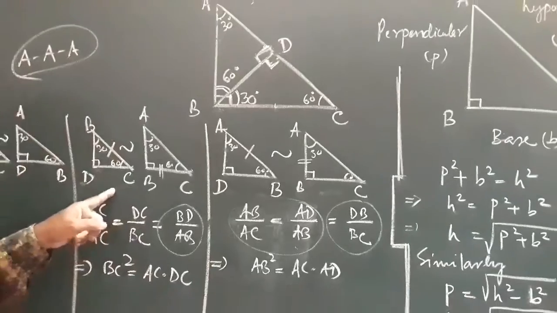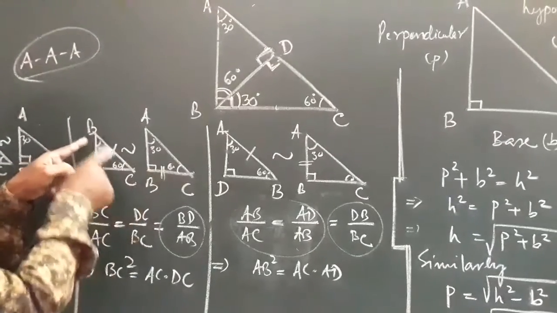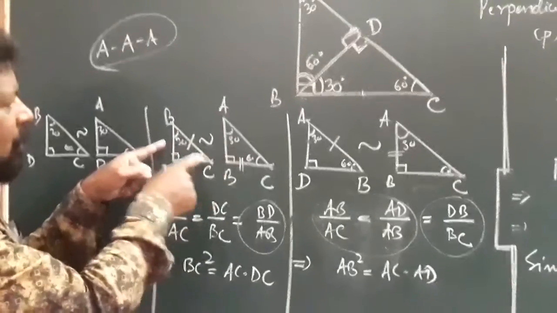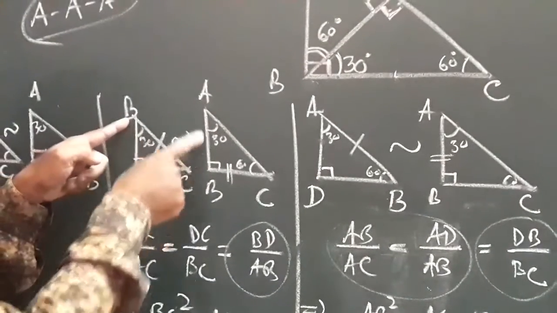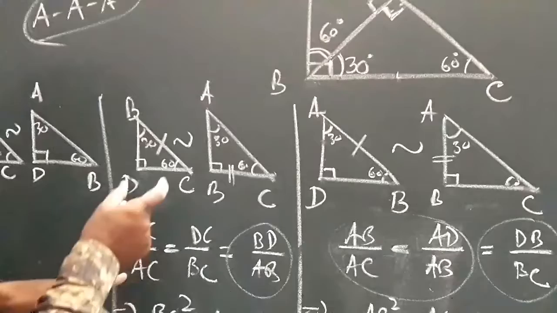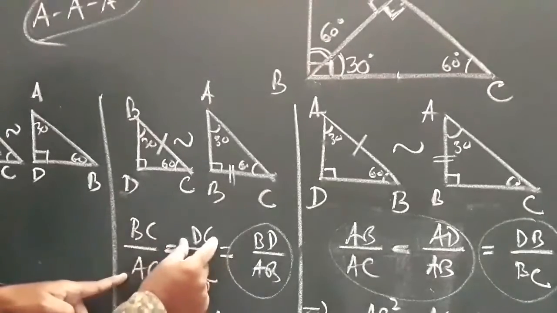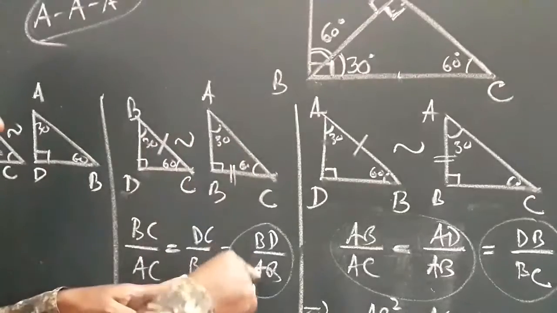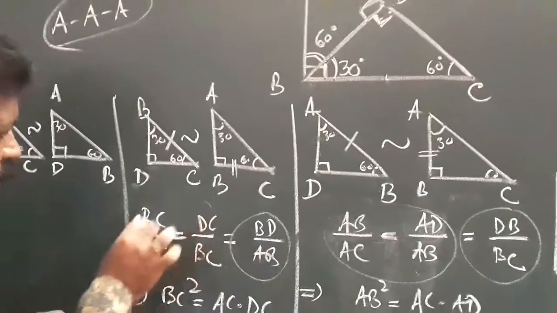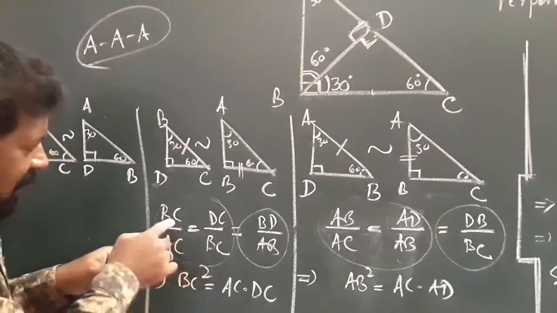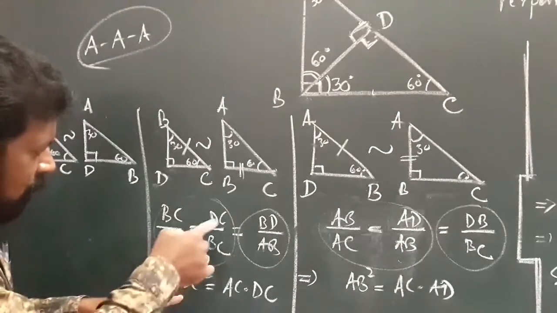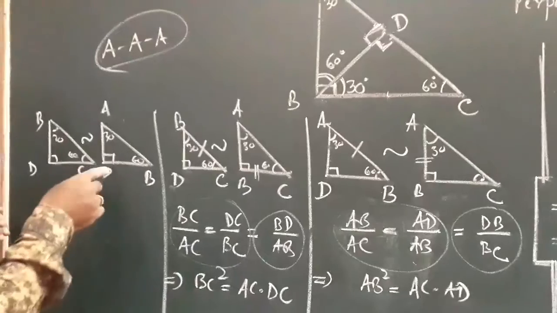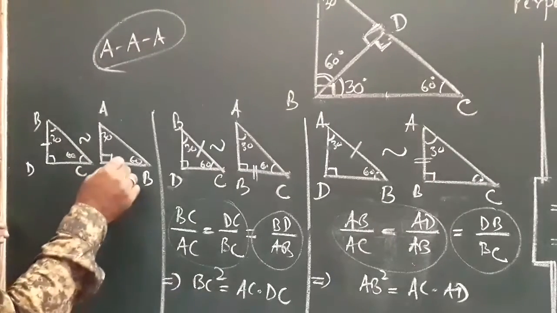Similarly, coming to here, the side BC is common. Here BC is there, here BC is there. But this triangle is similar to this triangle. So writing BC by AC equal to BC by BC, the third side is BD by AB. Take only these two into consideration because BC is there, BC into BC, BC square is equal to AC into BC. Coming to here, your common side is BD, here BD is there.